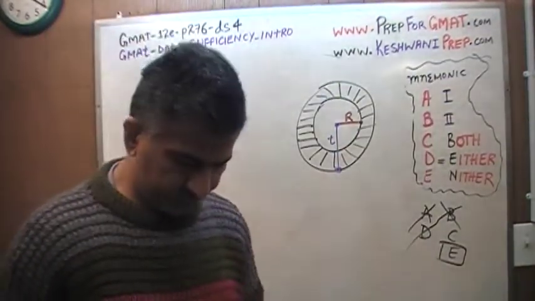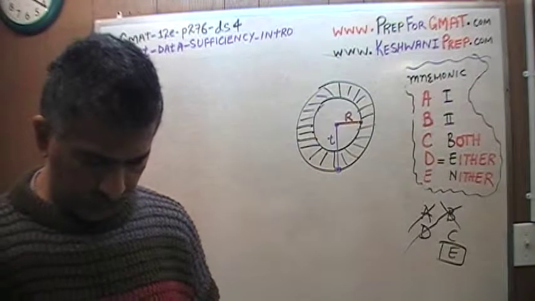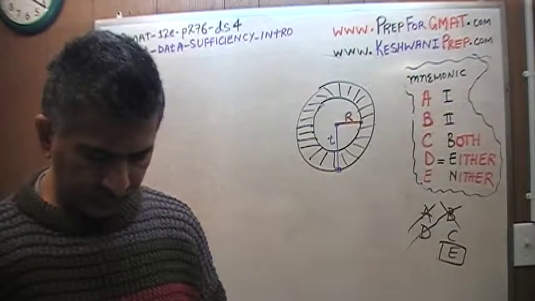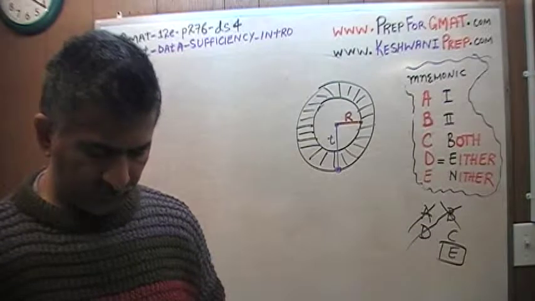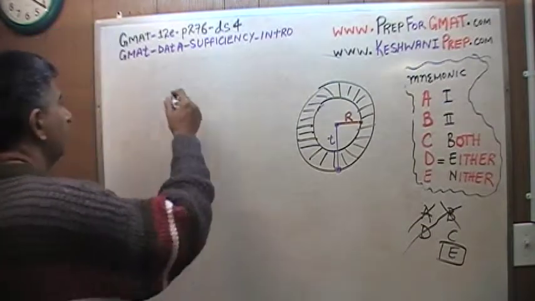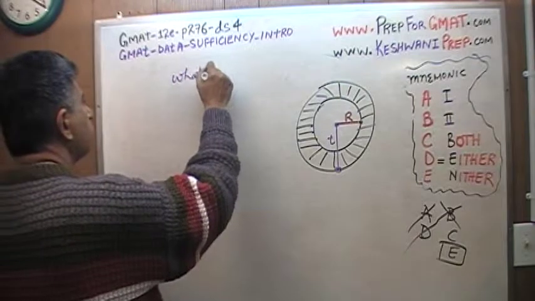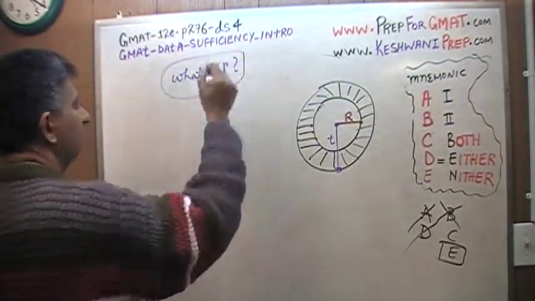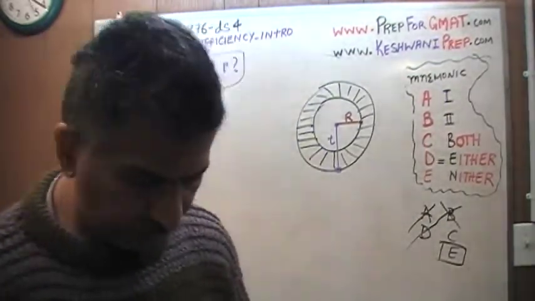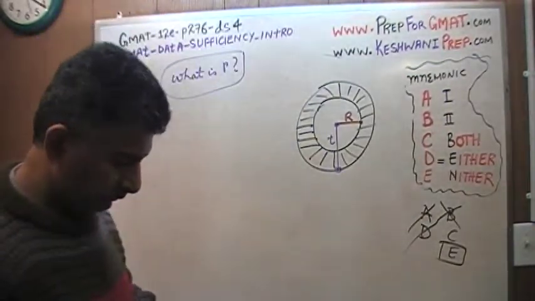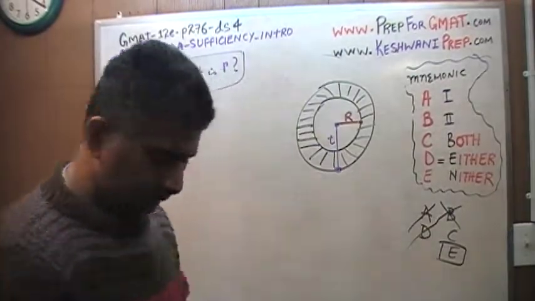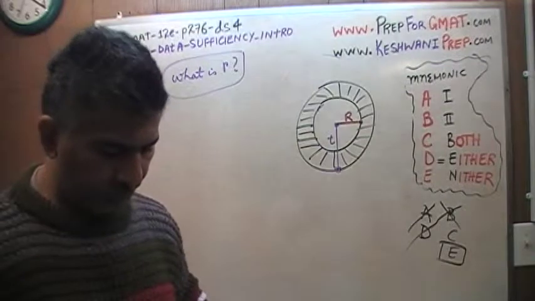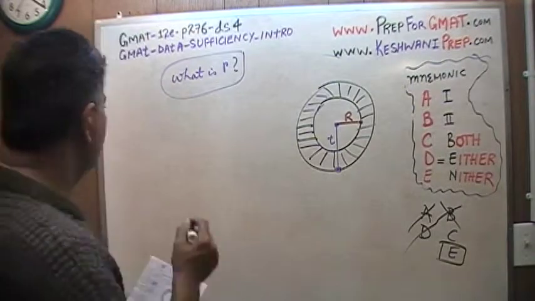What exactly are they asking for? If the inside radius of the pipe is r feet and the outside radius of the pipe is t feet, what is the value of r? They simply want to find out what r is. Let's see if the information that they give us in the two statements is enough, either by itself or put together. Let's see what the first statement tells us.